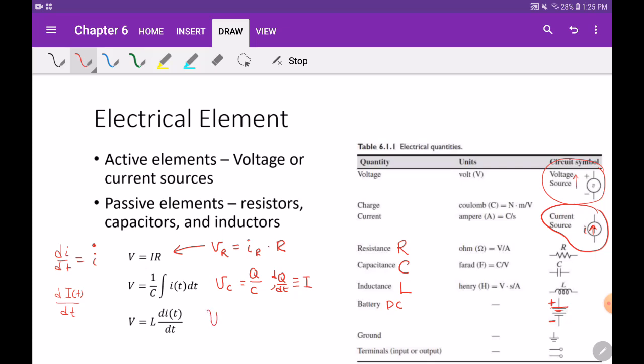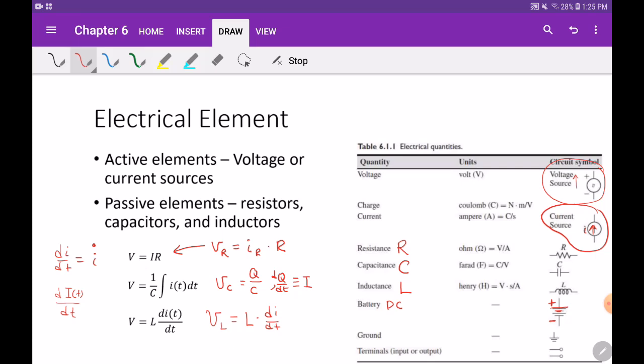The voltage drop across the inductor is proportional to the L, and to the rate of change of the current with respect to time. So that means if the current is constant, there will be no voltage drop across the inductor.